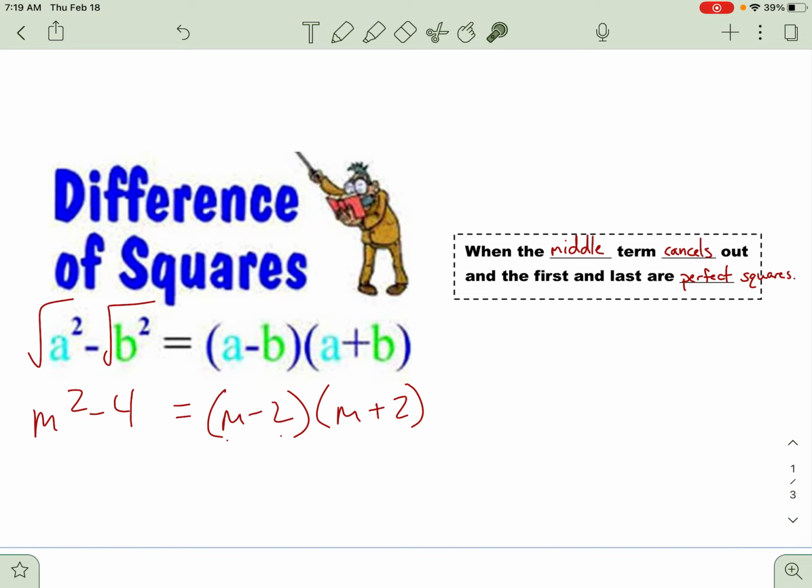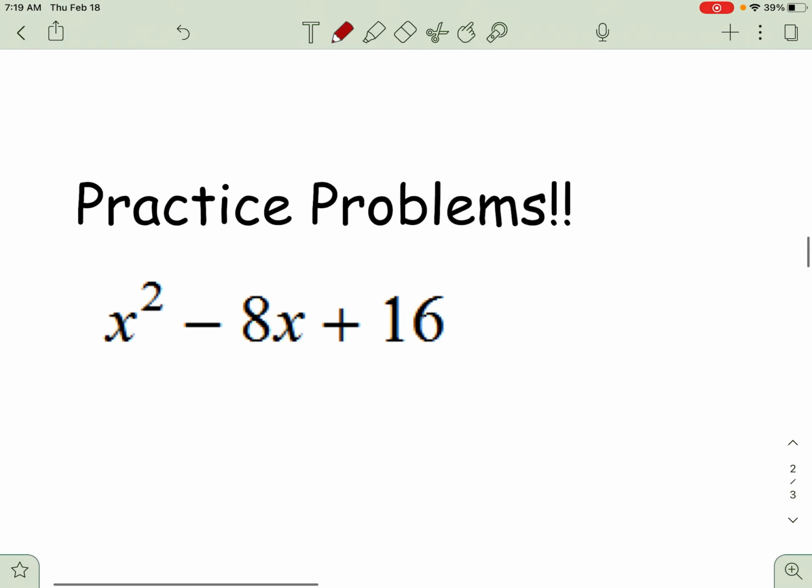Now again, you can factor this normally if you want, but it'll be a lot quicker if you recognize that it is a difference of squares and you can just write the answer down. You don't even have to factor it. Okay, so let's go through some of these example practice problems.